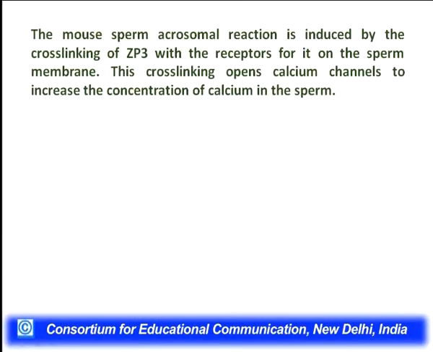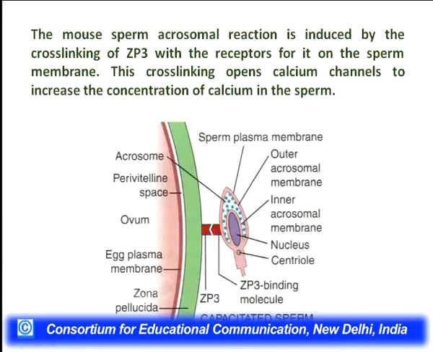urchins and mammals. The mouse sperm acrosomal reaction is induced by the cross-linking of ZP3 with the receptors for it on the sperm membrane. So, we have seen that the zona pellucida of the egg contains these glycoprotein complexes which are called ZP3, and there are certain receptors on the sperm plasma membrane, and the interaction between ZP3 and the sperm plasma membrane takes place. This cross-linking opens the calcium channels to increase the concentration of calcium in the sperm. So, the actual binding is between the ZP3 and the sperm plasma membrane receptor. This is the primary binding.